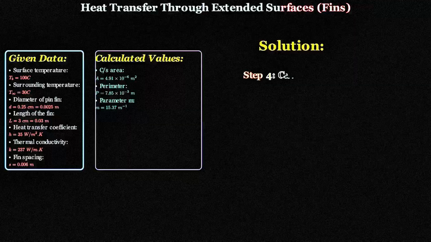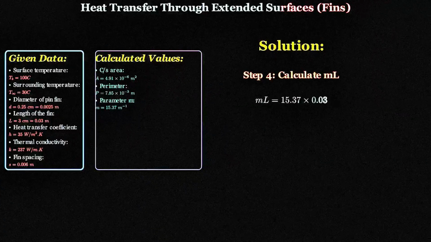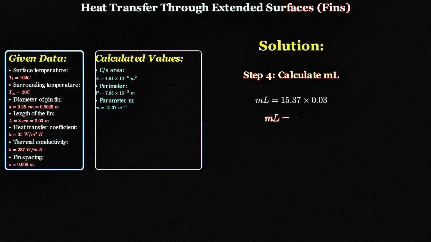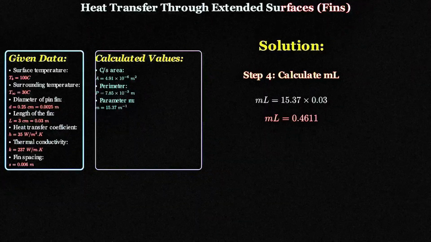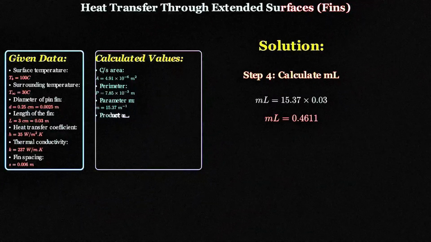Step 4. Calculate the product ml. ml equals 15.37 times 0.03. This gives us ml equals 0.4611. This dimensionless parameter will be used in our efficiency calculation.